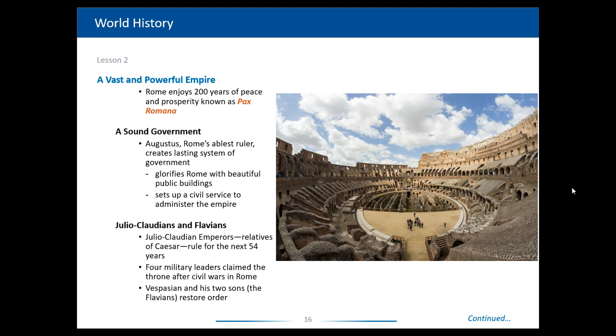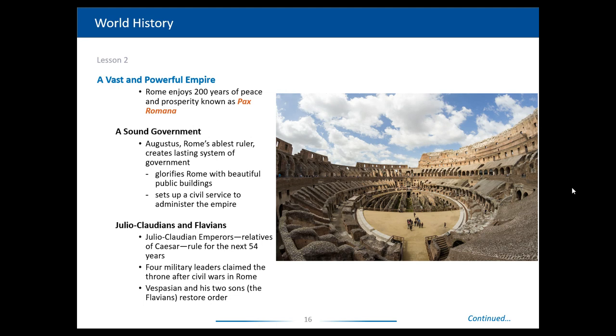A second government: Augustus, Rome's blessed ruler, creates a lasting system of government. So Augustus creates a lasting system that helps Roman people. He glorifies Rome with beautiful public buildings and sets up a civil service to administer the empire.